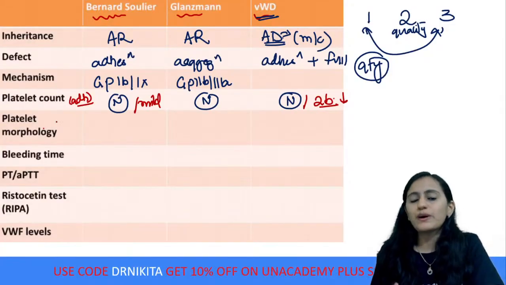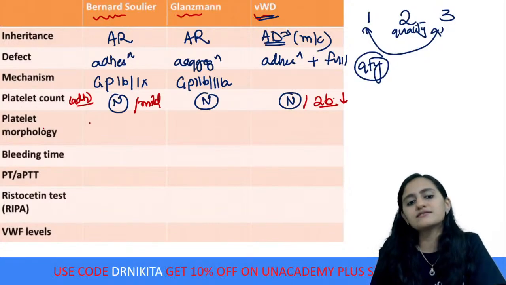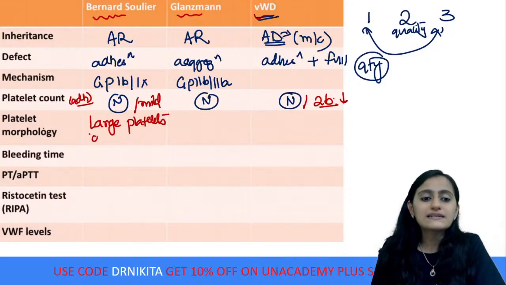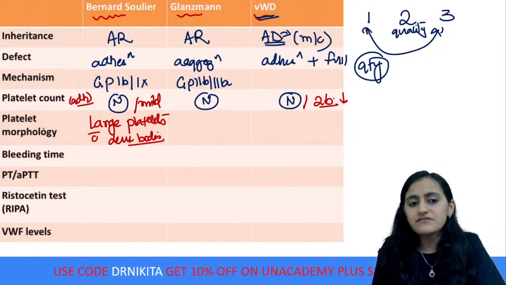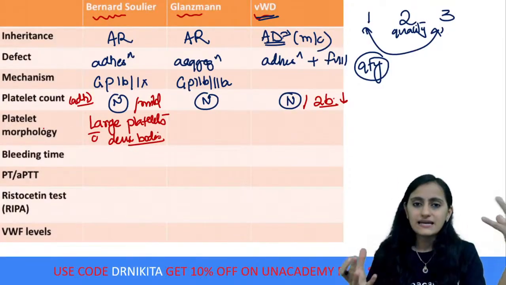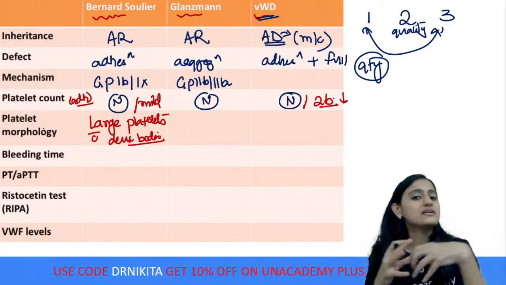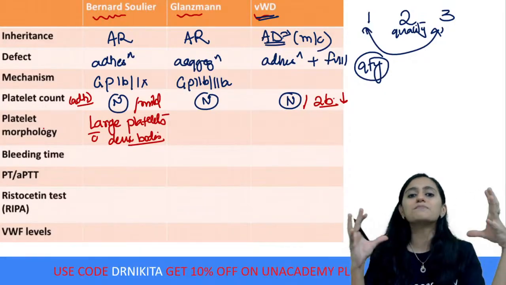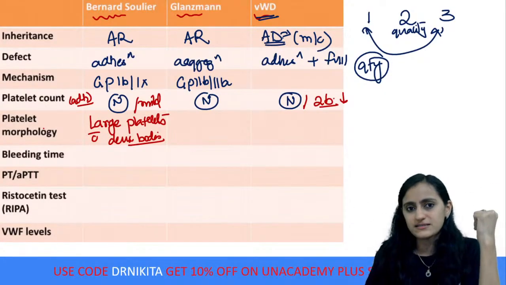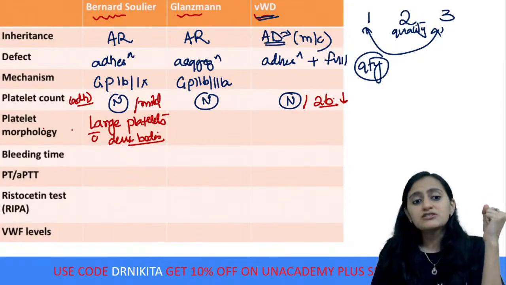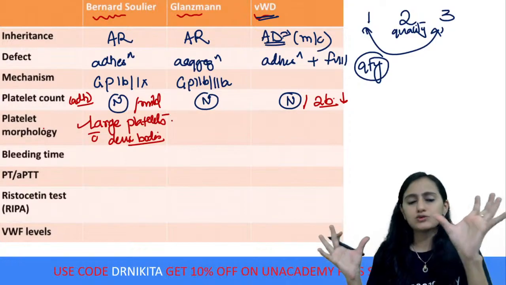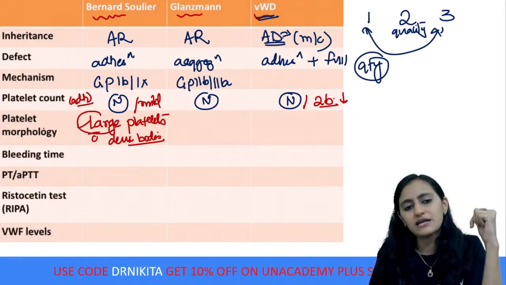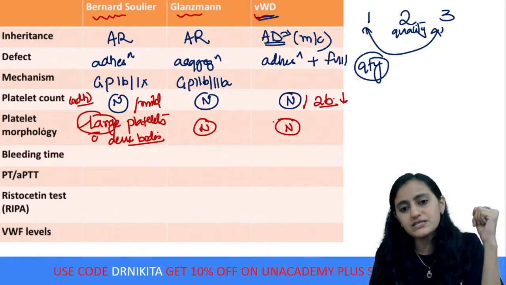Platelet morphology. Where is the platelet morphology affected? Bernard-Soulier. You have giant platelets. Very frequently asked question. You have large platelets with dense bodies. What is the function of these dense bodies? It releases ADP. ADP causes conformational change. It decreases the size of platelets. Since that is not happening here, your platelets will become large in size because aggregation is not taking place. The conformational change is not happening. That is why you get giant platelets in Bernard-Soulier. So the name itself is giant. You have Bernard-Soulier, a giant name. It has giant platelets. Here the platelet morphology is normal.